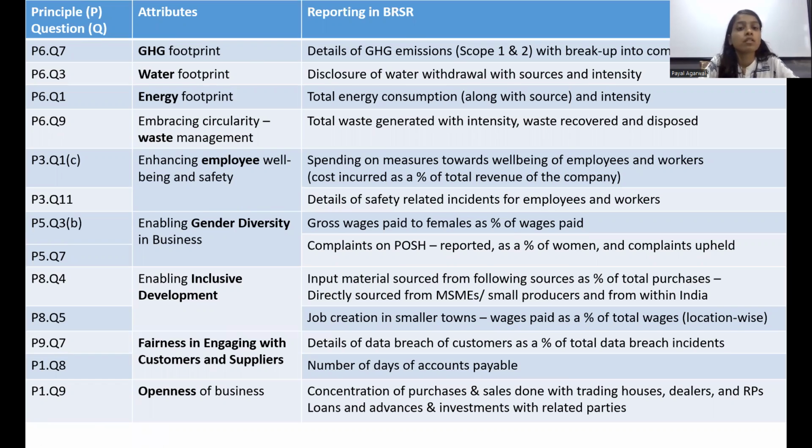For example, Principle 6 pertains to disclosures with respect to conservation of environment. The disclosures are details of GHG emissions, which is linked to the attribute of GHG footprint. Similarly, water withdrawal with water footprint, energy consumption with energy footprint. There are disclosures on the social front as well. For example, spending on measures towards well-being of employees and safety-related incidents, which is directly linked with the attribute of enhancing employee well-being and safety.